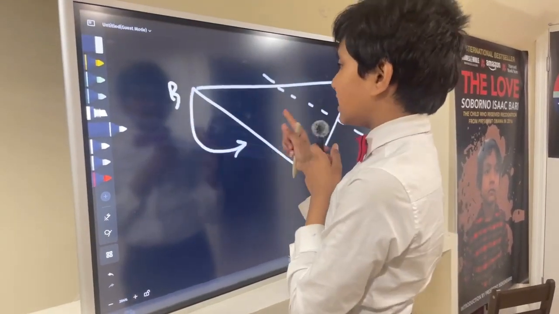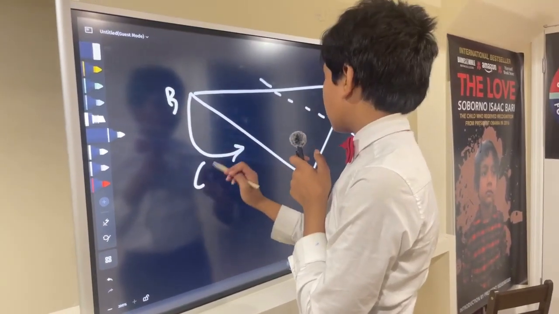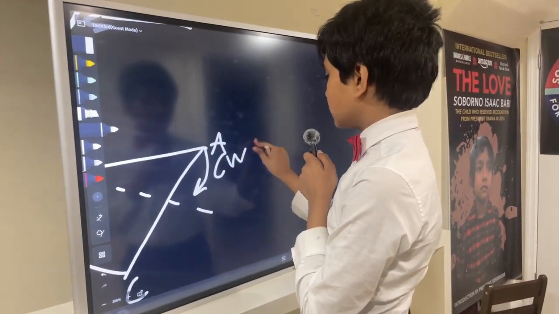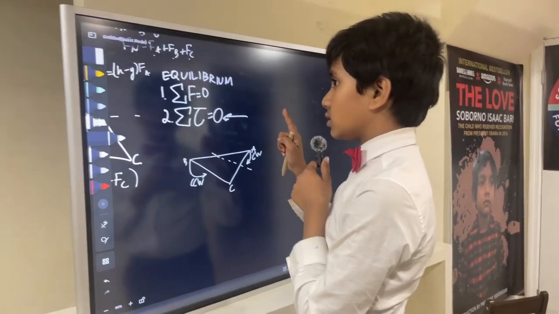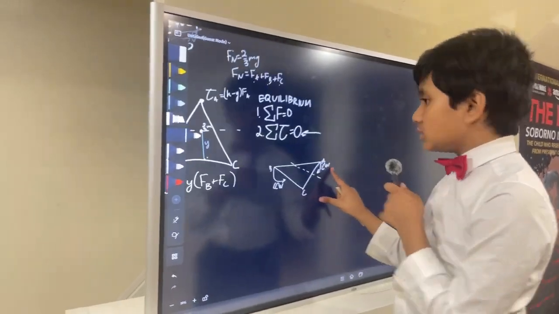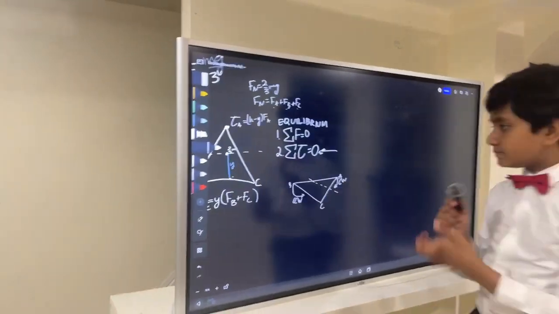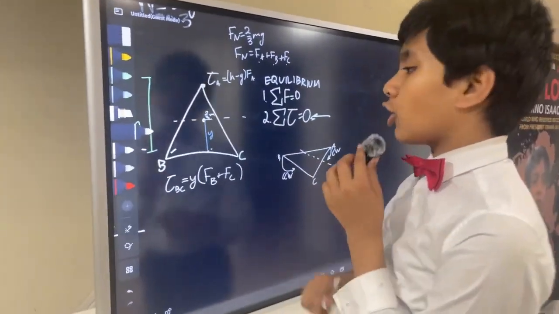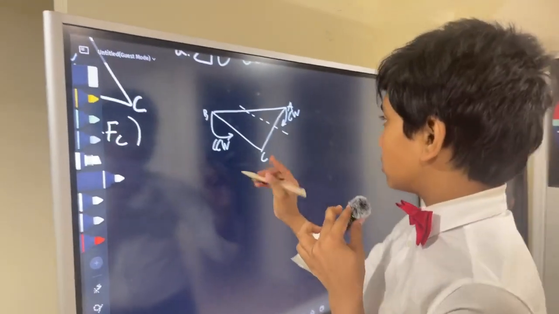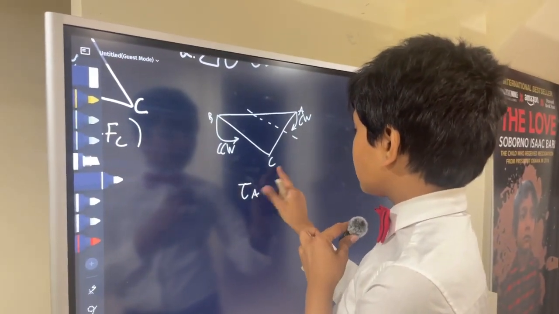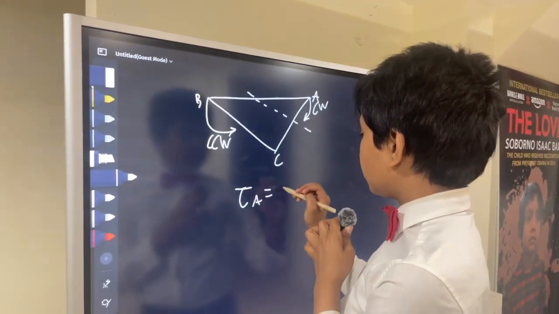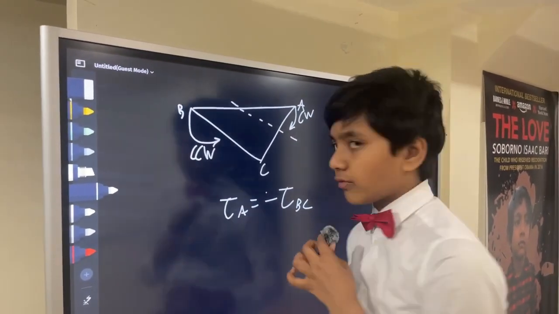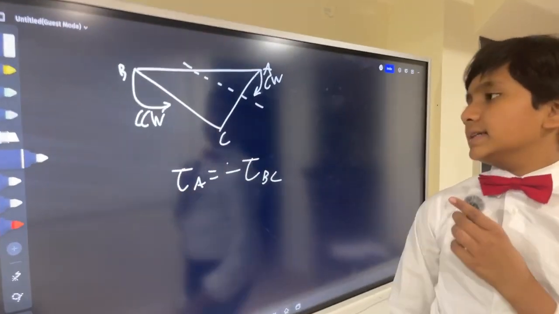So this is counterclockwise. Well, this right here is clockwise. So, is that right? Yeah. So that means that A and B are opposing. So torque A is just going to be equal to minus torque BC, or vice versa. But it's the exact same thing.